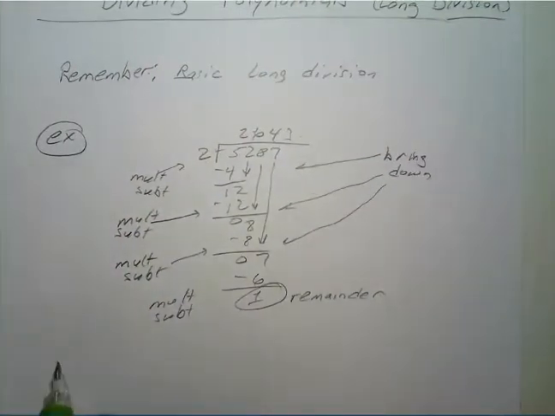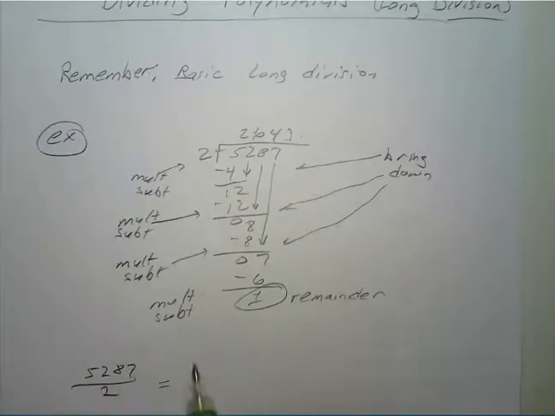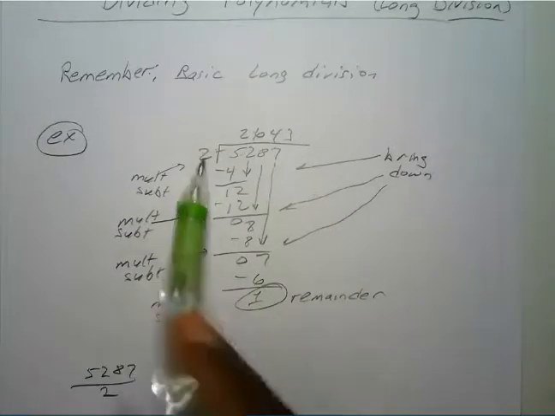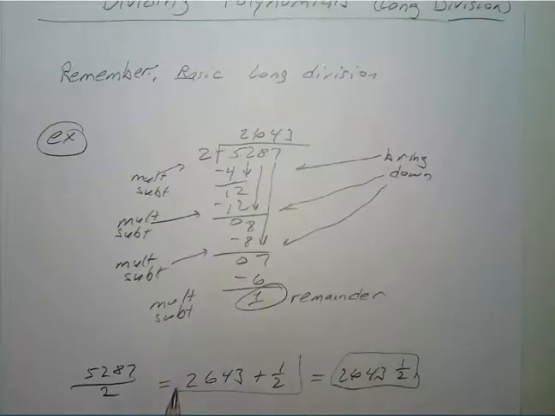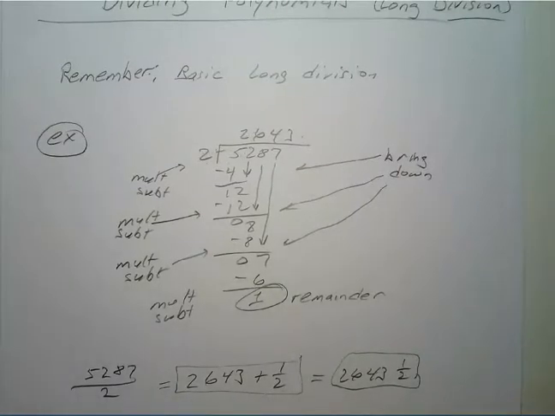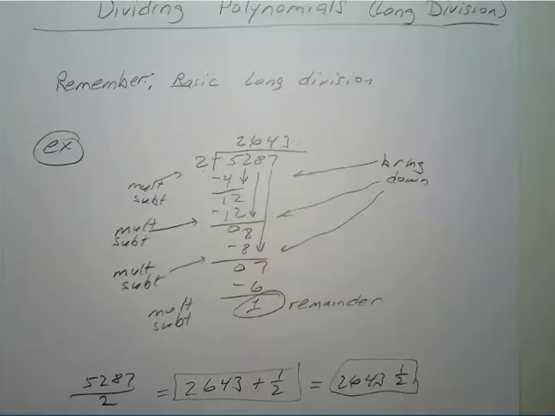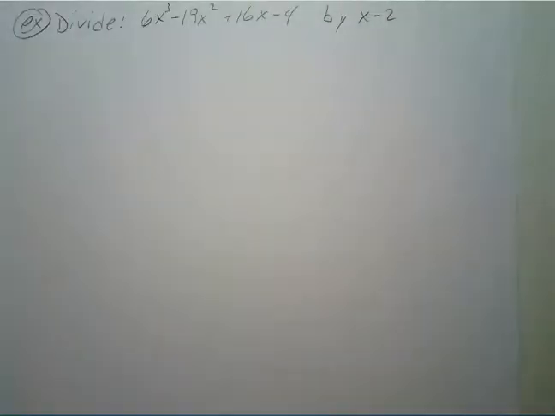Okay, so this tells us that 5,287 divided by 2 is equal to 2,643 and 1/2. Okay, but with polynomials, we're going to leave it in that form. All right. So if you are still writing this, feel free to press pause. We're going to go ahead and move on to our first example.